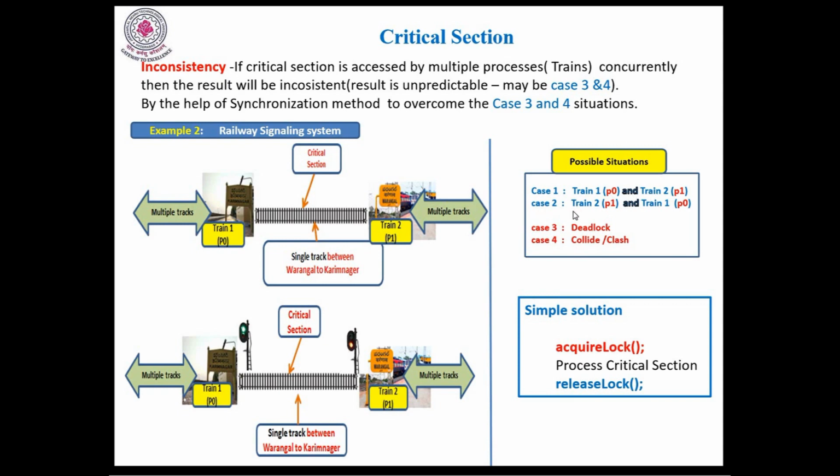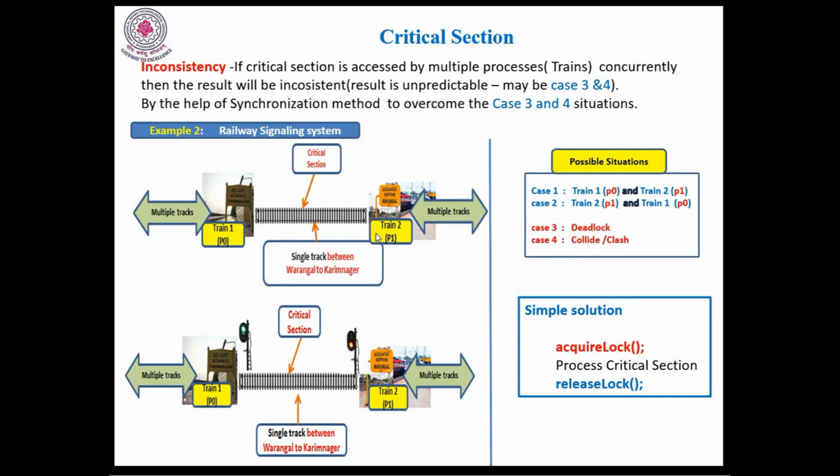The second possible situation is, suppose train P1 enters into the critical section, then next P0 will enter. That is one possible sequence. These are two possible positive situations. One after another, then there will not be any problem.